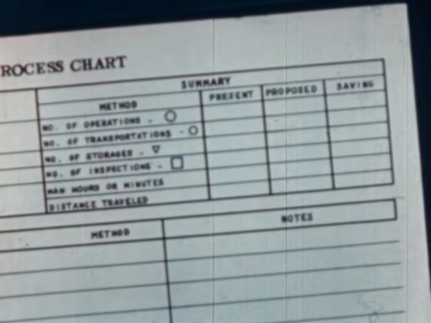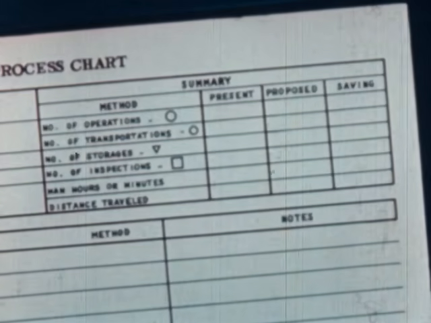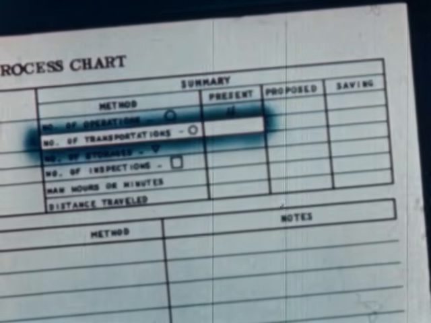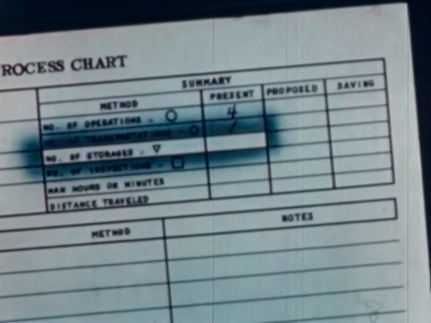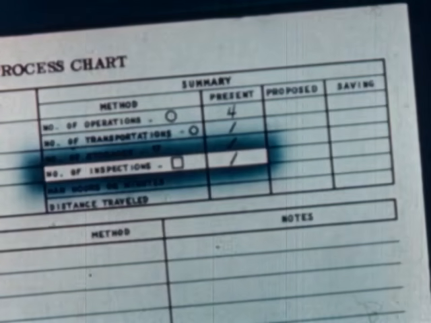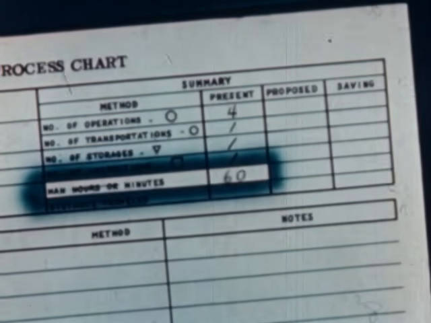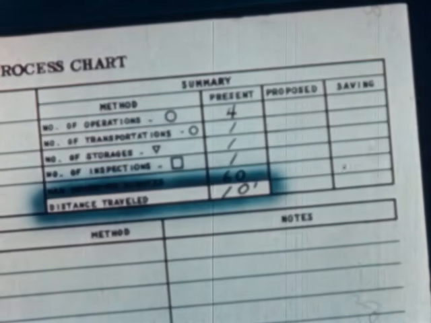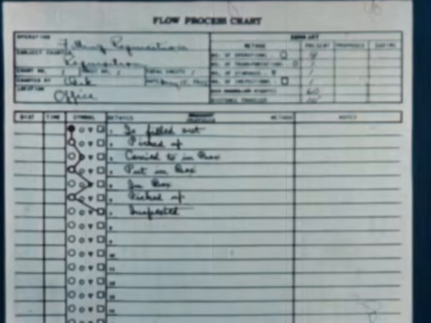And finally, we have the third section of the chart, which is the summary of your breakdown. Operations, 4. Transportations, 1. Storages, 1. Inspections, 1. Man hours or minutes, 60 minutes. Distance traveled, 10 feet. Your next step is to question the job as a whole.